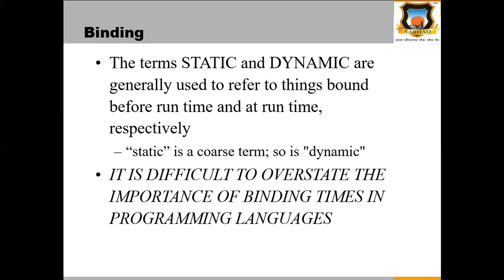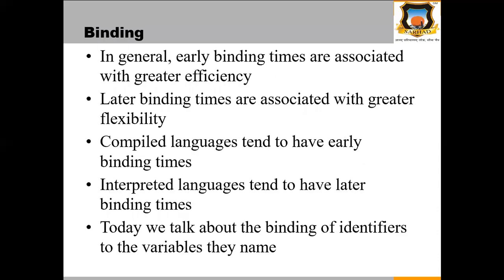Now the next important terms are static and dynamic. There are two types of bindings, static binding and dynamic binding. They are generally used to refer to things bound before runtime and at runtime respectively. The binding performed before runtime is called static binding, and the binding performed during runtime is called dynamic binding.